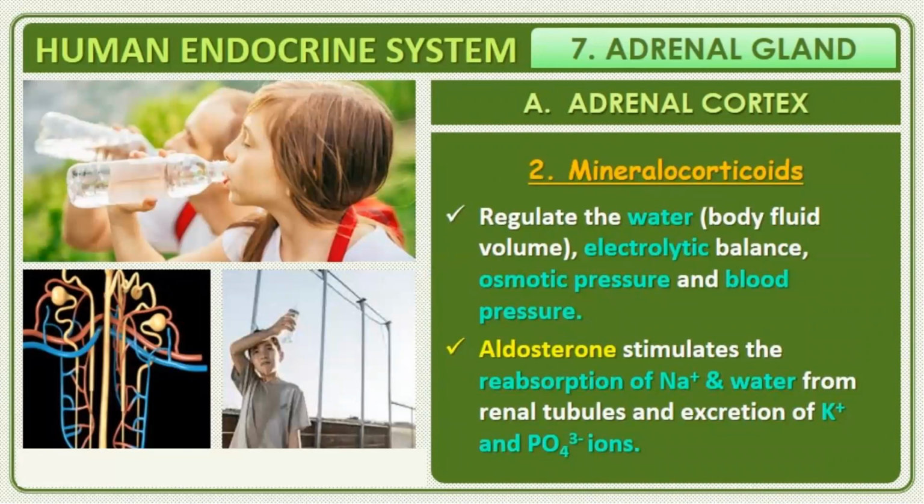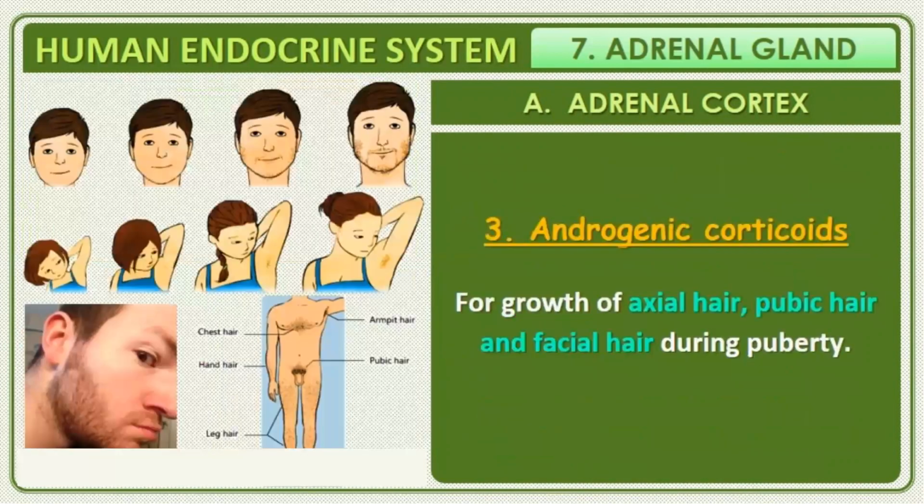The next one is mineralocorticoids. They regulate body fluid volume, electrolytic balance, osmotic pressure, and blood pressure of the body. Aldosterone stimulates the reabsorption of sodium and water from the renal tubule of the kidney and excretion of potassium and phosphate ions from it.